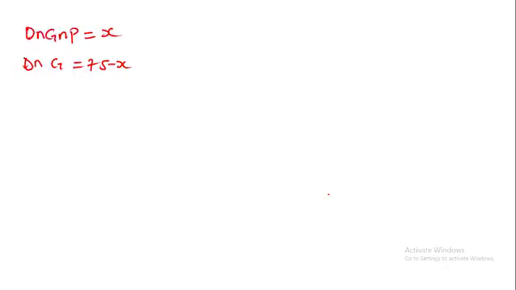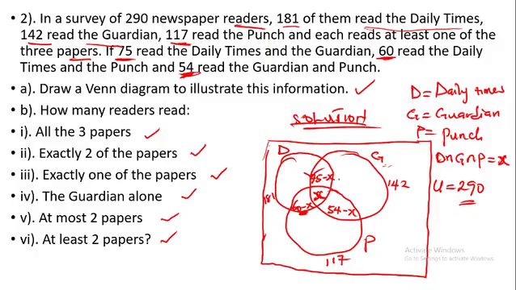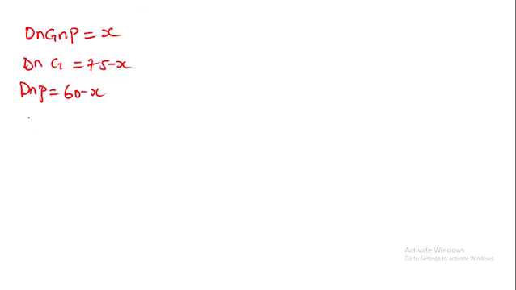60 minus X. So we have D intersection P equal to 60 minus X. Then lastly, we have our G intersection P to be 54 minus X. Okay, now having gotten these values, we now solve for D only, G only, and P only.